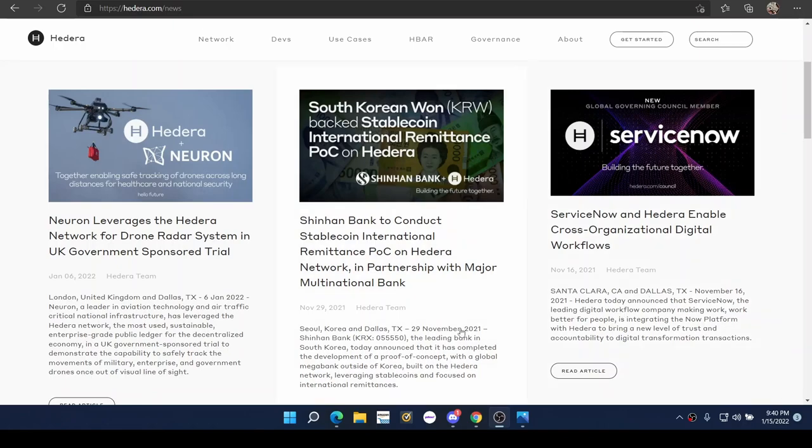Now, looking up the next bit of news, Shinhan Bank to conduct stablecoin international remittance POC, proof of concept, on Hedera network in partnership with major multinational bank. And lastly, the Hedera service now to enable cross-organizational digital workflows. So not only do you make your internal workflows more efficient, but you synchronize the data and efficiency between multiple organizations, which is nice.